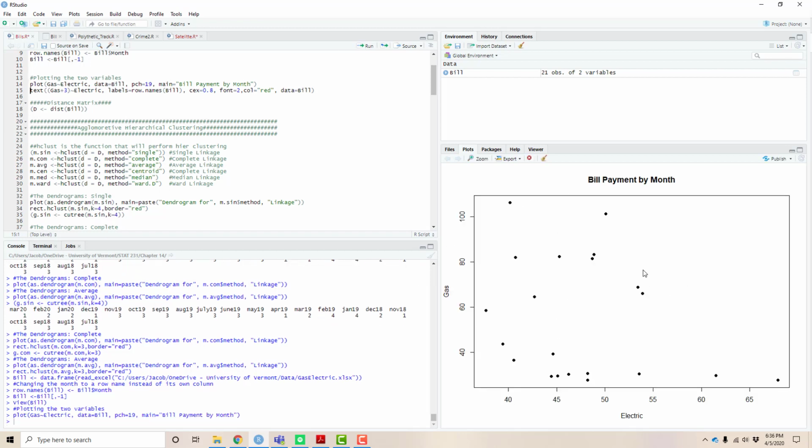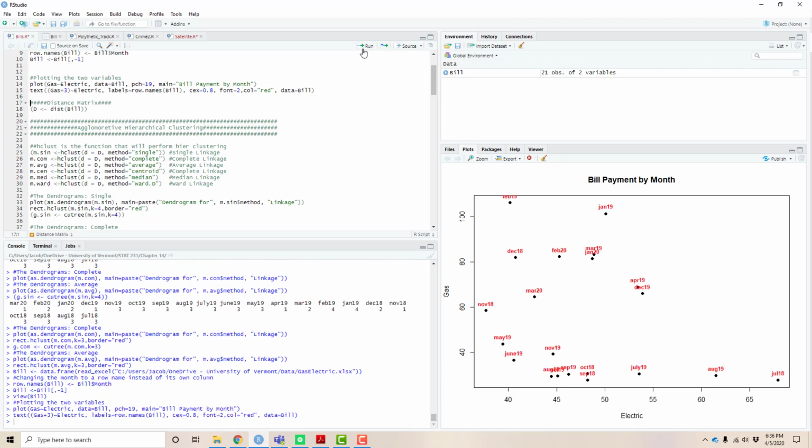And looking at the scatter plot of the data, we have electric and gas, and there appear to be 2 months with high electric bills and 2 months with high gas bills. If you use this text line, whatever labels you feed it will be a name it puts on top of the dots. We can give it which month that particular dot belongs to.